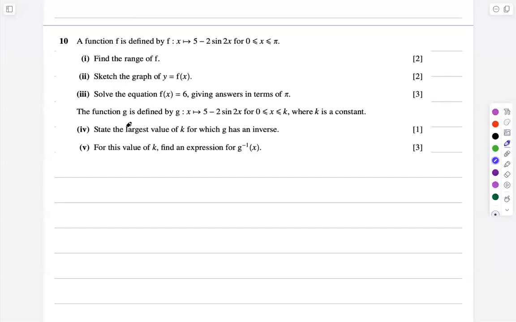In question 10, a function f is defined by f of x equals 5 minus 2 sine of x, for x from 0 to pi. In part 1, we have to find the range of f.